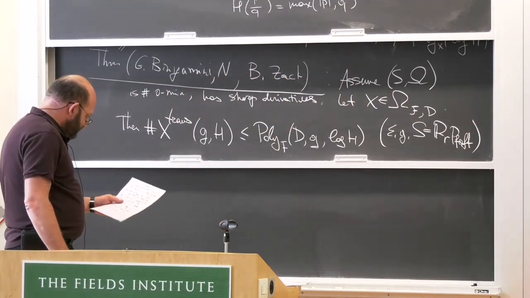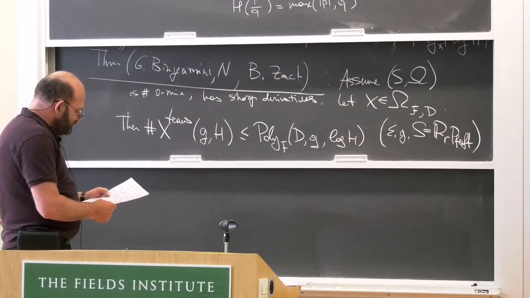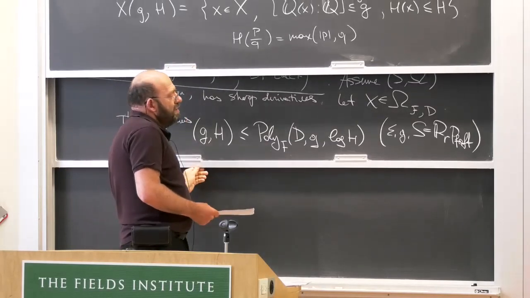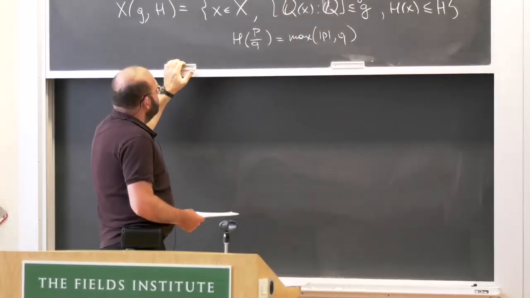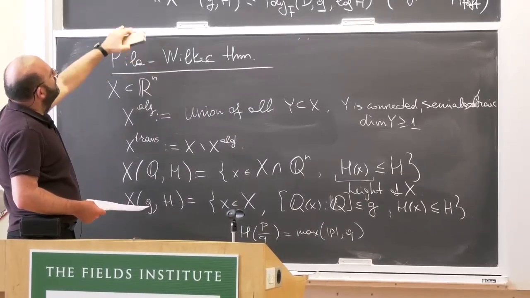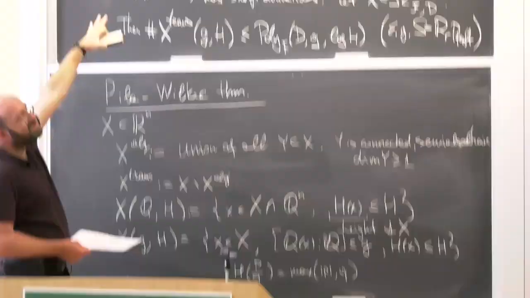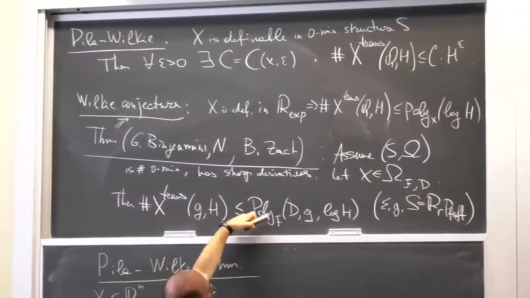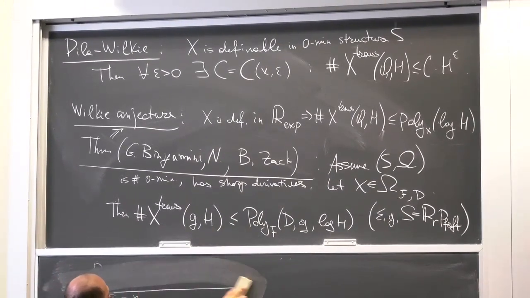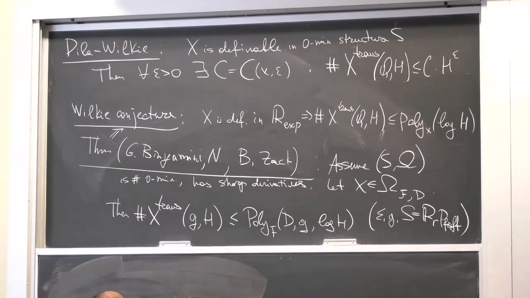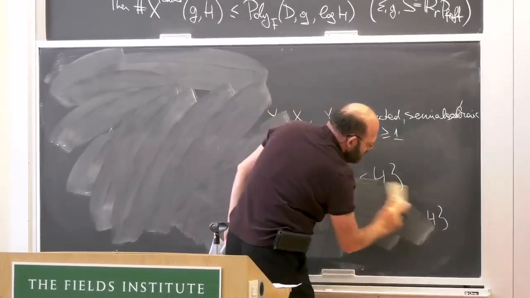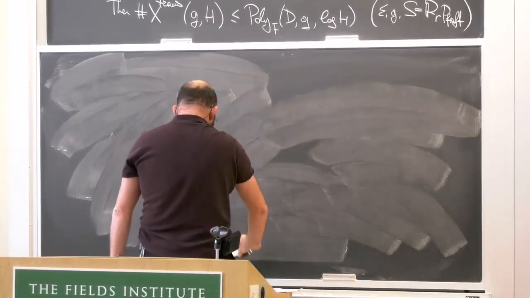Okay, so this is enough to prove. I claim that this one implies, this is kind of a short exercise to see that from here follows the Wilkie conjecture. So I'll try to be more precise.